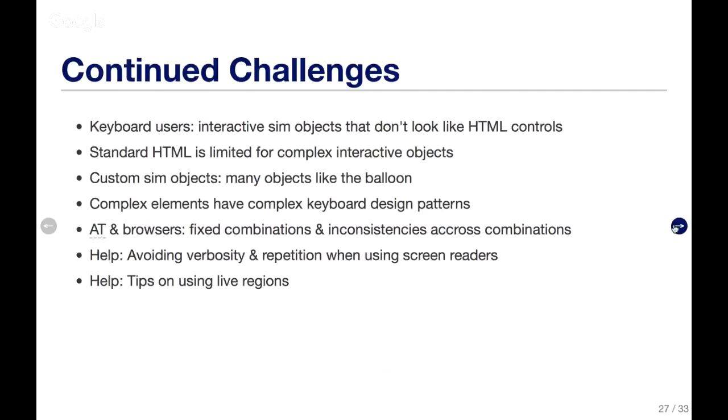AT and browsers have fixed combinations, and there are inconsistencies across these combinations that are frustrating for us as designers. And I would love, there's a shout out here for some help, avoiding some repetition by screen readers. Are there some things that we're missing? Because when I read through the radio buttons, I hear the labels twice. And I'm just wondering if I'm doing something wrong, or if that's just the way it is when you make an accessible radio button.